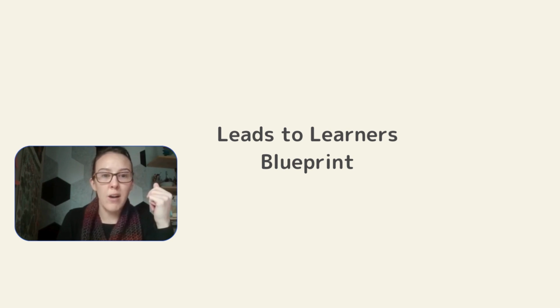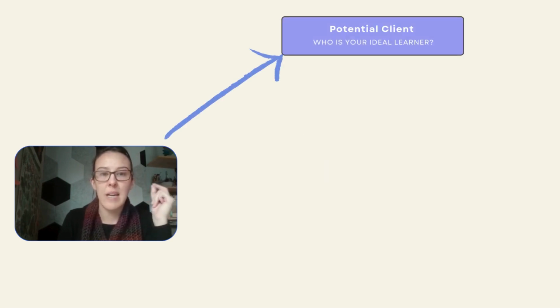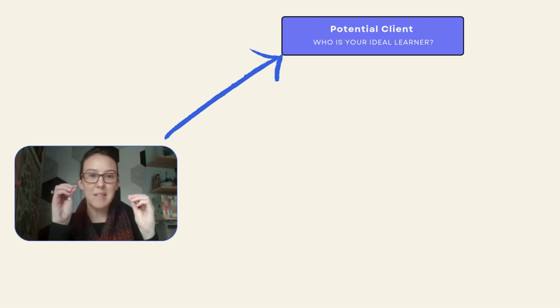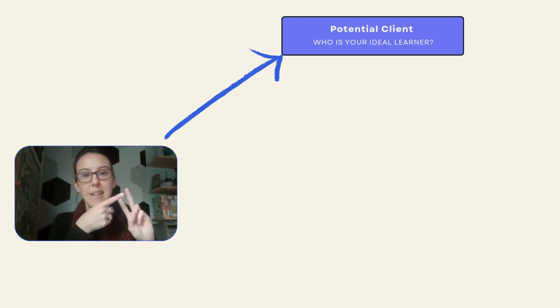We start off by thinking about our potential client. So sometimes that's the learner, sometimes it's the parent of the learner. So we're going to get really specific as to who's the client and who's the learner. Sometimes they're the same person, often they're not.